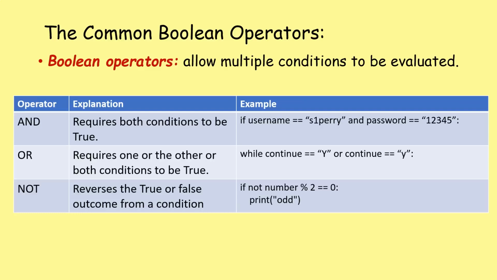Boolean operators allow multiple conditions to be evaluated. You've got your and, your or, and your not. And means both conditions must be true, or means one condition can be true, or the other condition, or both, and not just simply reverses the condition. True becomes false, false becomes true.